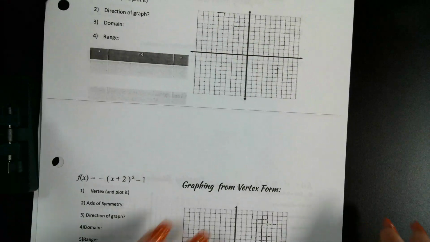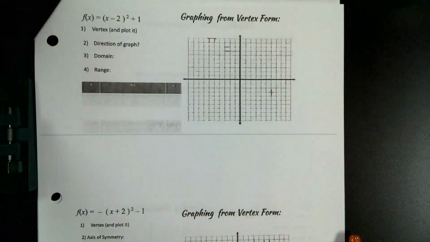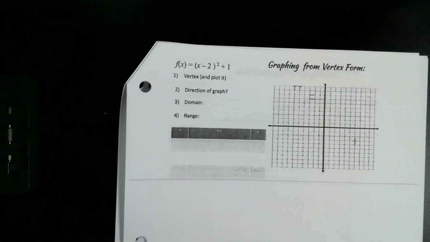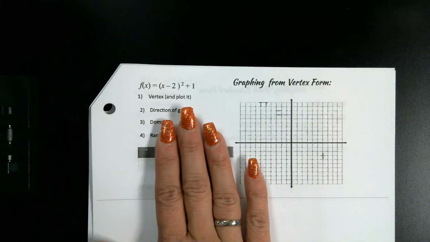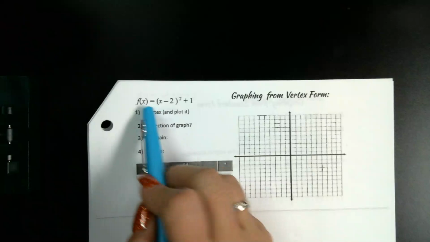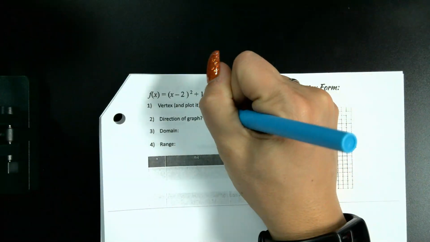All right, so I think we have 2 that we're going to practice in vertex form, and then we switch to standard form. Okay, so let's focus on this first, and then we'll all do the graph together. Here's our first function. We are going to identify the vertex, and then we're going to put it on the graph.